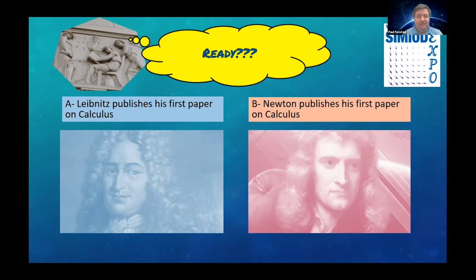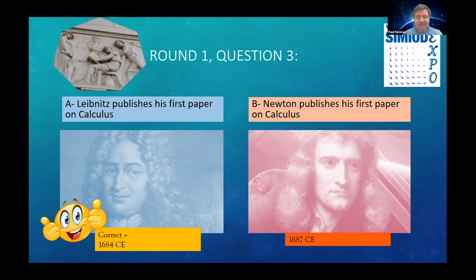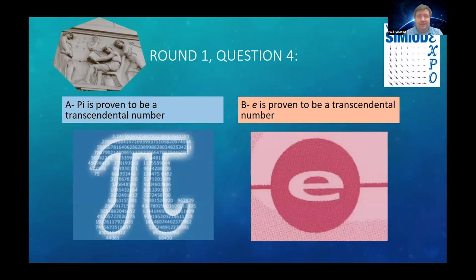And if everybody is ready, Leibniz published in 1684. Newton didn't publish until 1687. So even though arguably to historians Newton got the idea first, Leibniz did publish first. He was the first one to actually publish his ideas. Let's try 2 more.